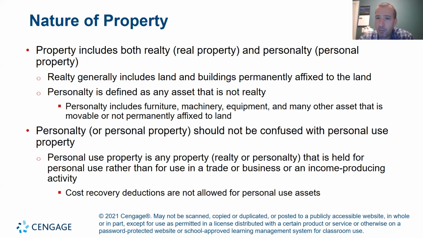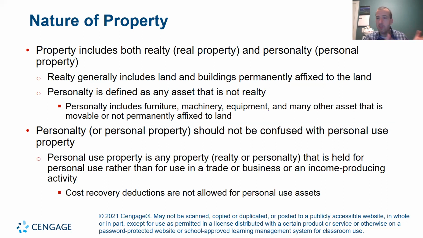So the property that we're talking about includes both real property and personal property, right? Or we could call it realty property and personal property. Realty property includes land, buildings, and anything affixed to those buildings, whereas personal property defines an asset that is not realty. So the personal property includes furniture, machinery, equipment, any other asset that is movable or not affixable to the land. So we have realty property and we have personal property.